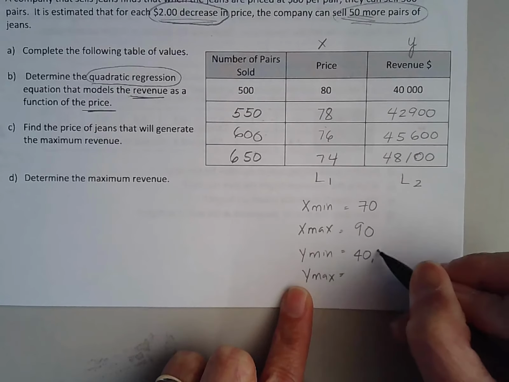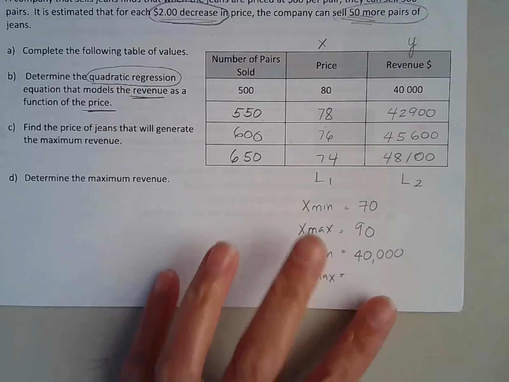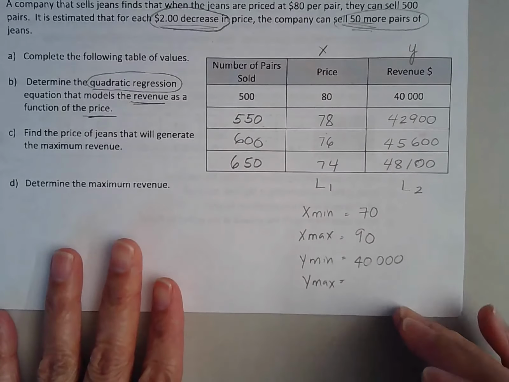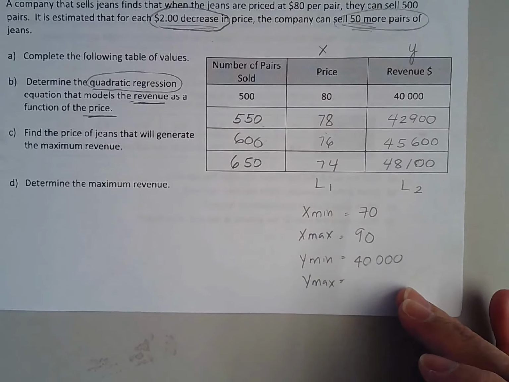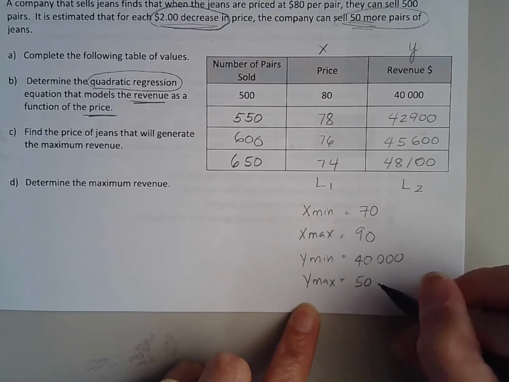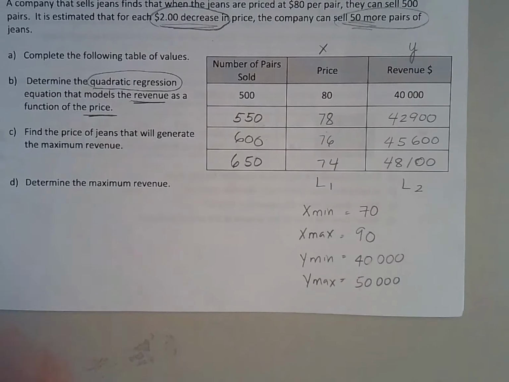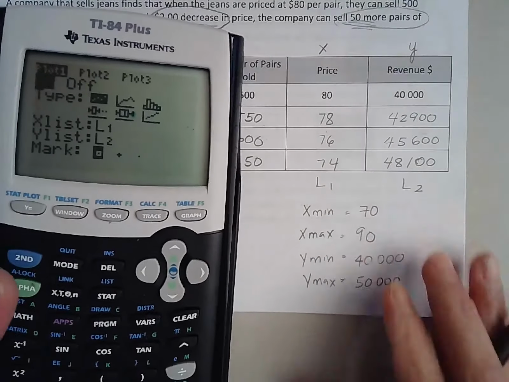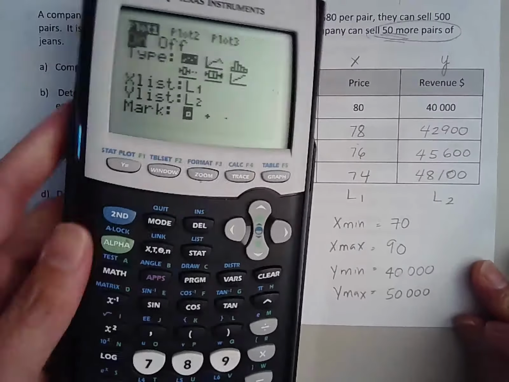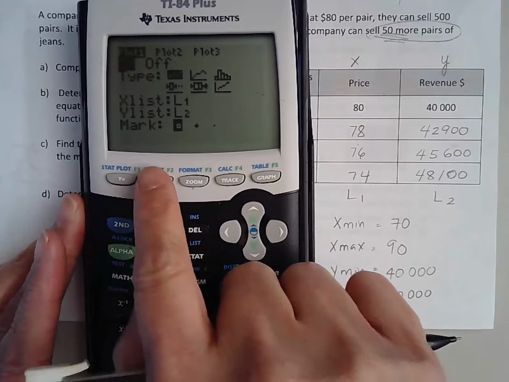40,000, okay. This is the start only, 40,000. What's our maximum? 50, okay. So this is just a start. We might have to fix this later. So change your window.